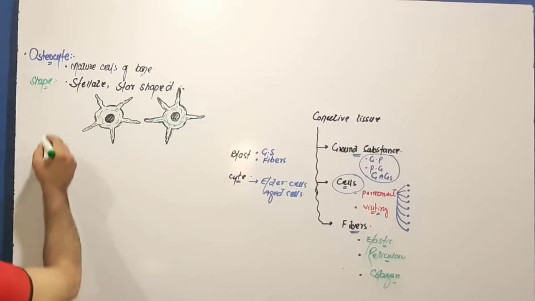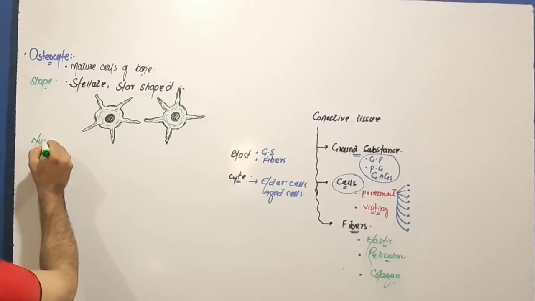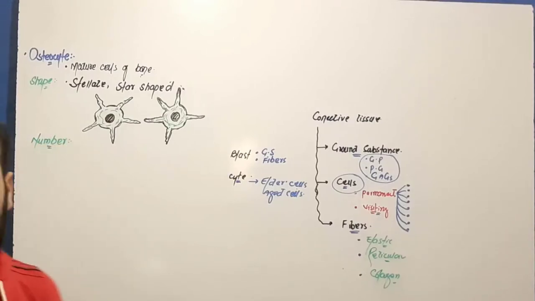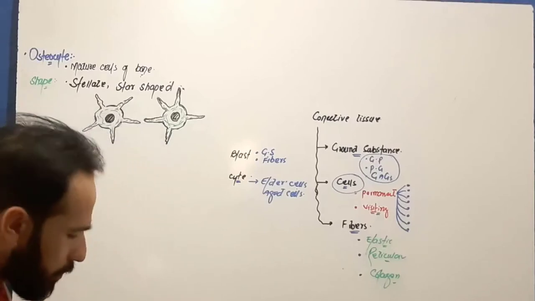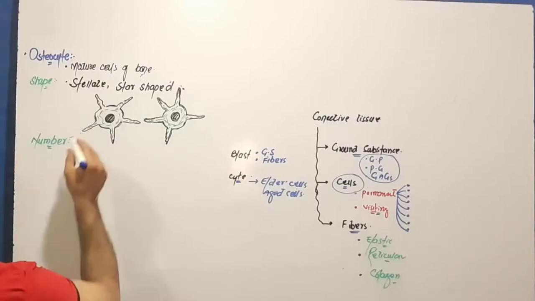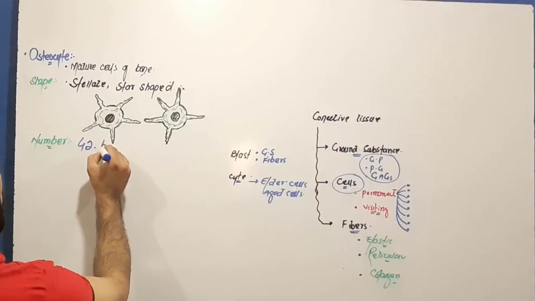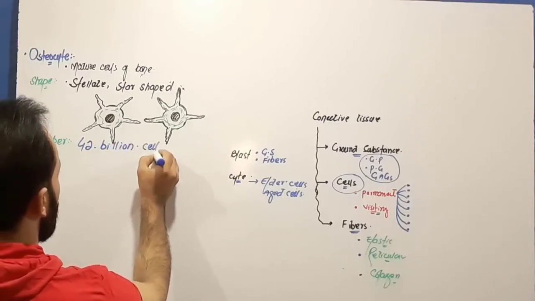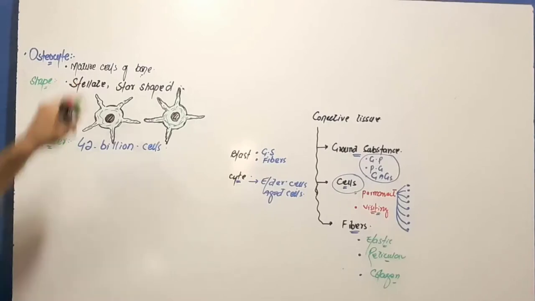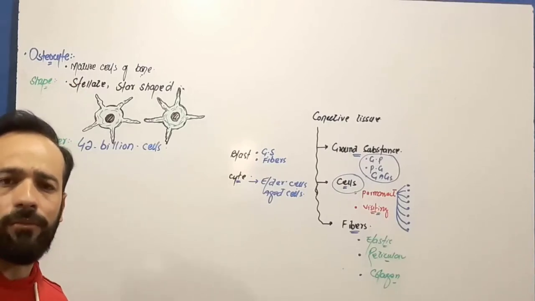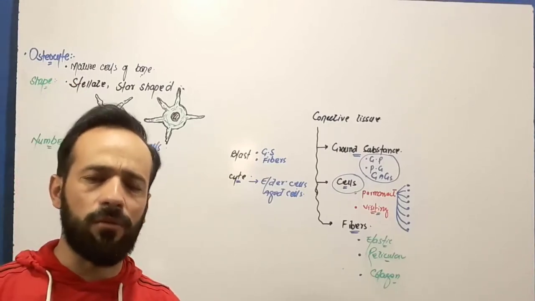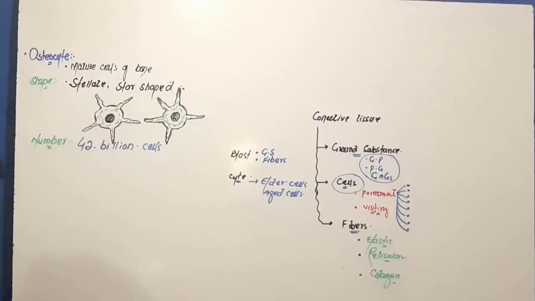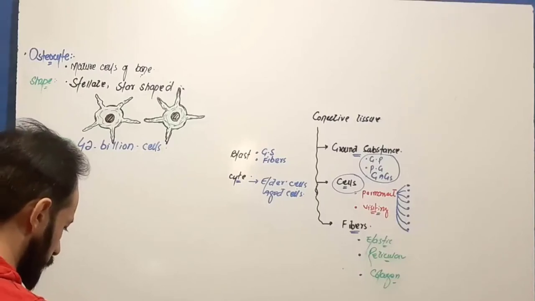Then what about their number? How many osteocytes do we have in our body? Approximately they have written that there are about 42 billion osteocytes in our body. You know, our human body is made up of 70 to 100 trillion cells. So about 42 billion cells are the osteocytes in our body.